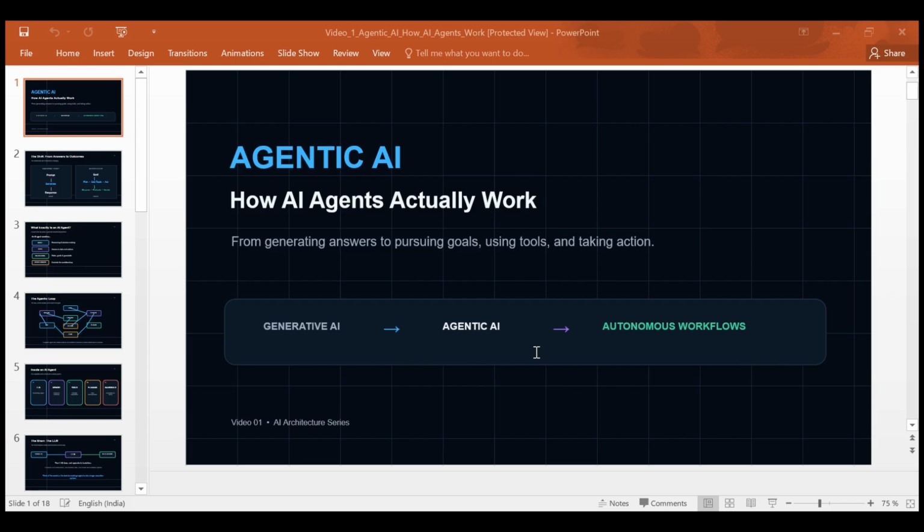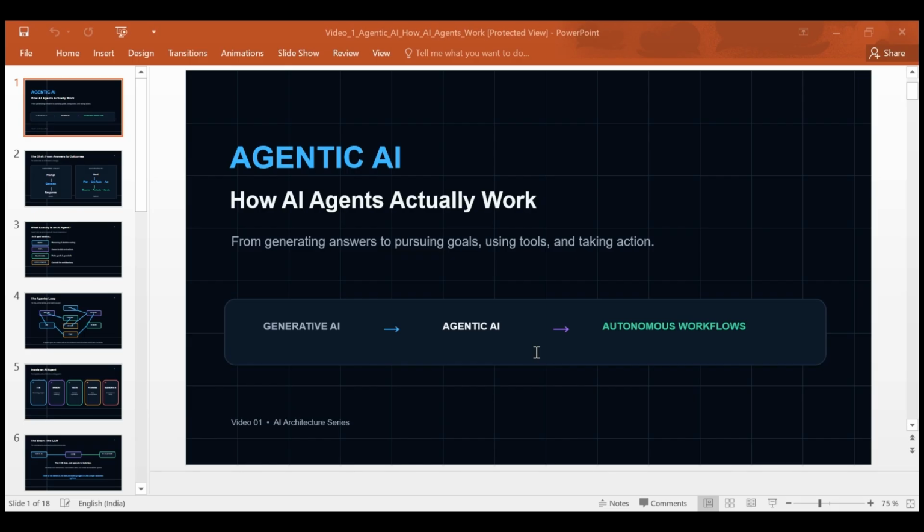What if you could give an AI system a business objective and instead of simply telling you what to do, it could actually figure out how to accomplish it? It could analyze the problem, formulate a plan, call the appropriate tools, inspect the results, recover from failures, and continue working until the objective is achieved. That is the promise of agentic AI.